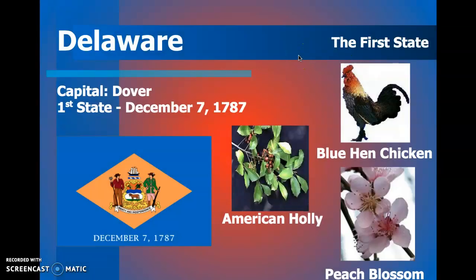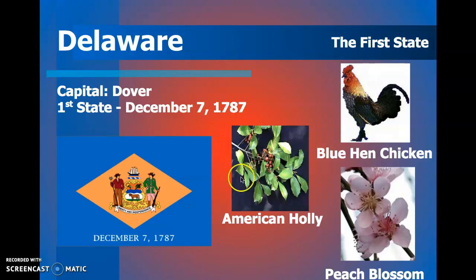Delaware, the first state. It's known as the first state because it was technically the first state to ratify the Constitution. That happened about 4 or 5 years after the American Revolution. Capital is Dover. Like I said, it was the first state. It is December 7th, 1787.